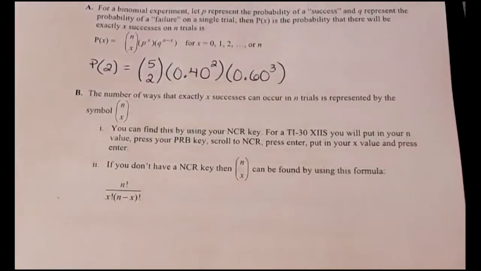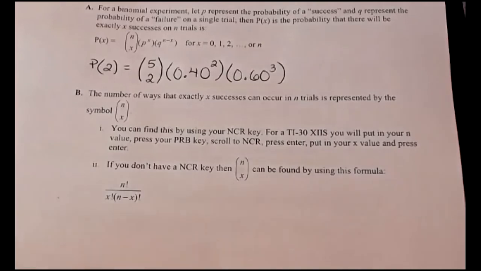Look at part B. The number of ways that exactly X successes can occur in N trials is represented by the symbol N choose X. You actually can do this by hand. I wouldn't recommend it, especially when you have very, very large values. It can be kind of frustrating. So let me just show you an example of what this would look like.